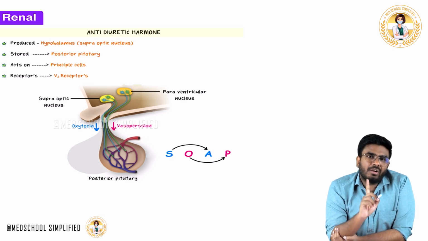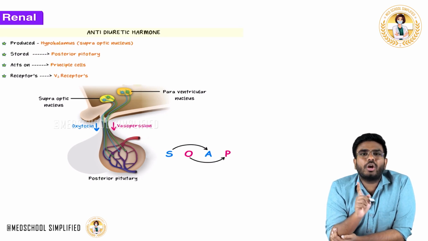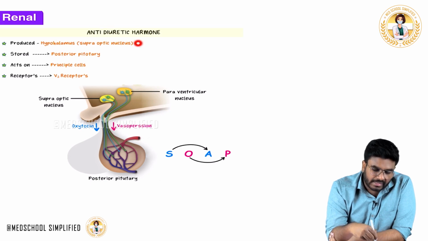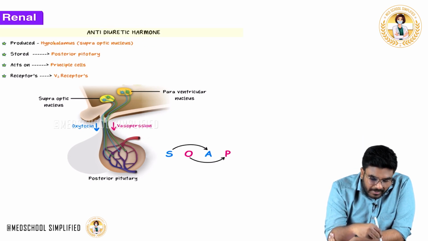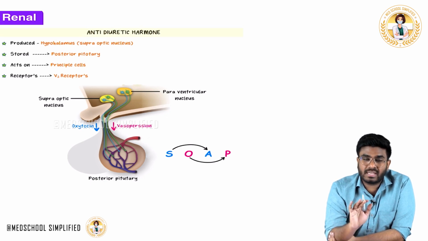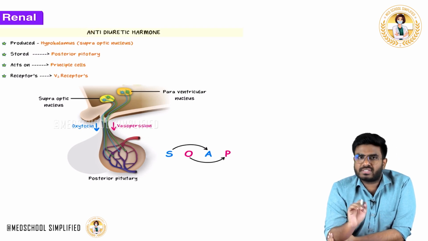See, aldosterone helps in sodium reabsorption. Aldosterone is a mineralocorticoid helping in sodium reabsorption. But right now I am discussing anti-diuretic hormone. In the name itself it's there: anti-diuresis, decreases the urination, decreases the amount of urine production, decreases the urine volume. So, anti-diuretic hormone or vasopressin.